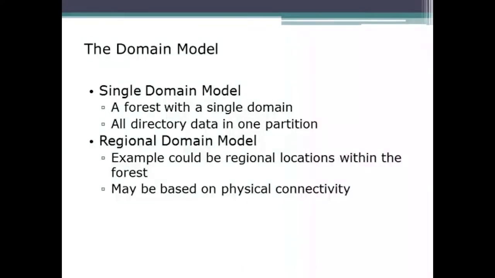Now, there are a couple of examples that you might use for the domains. Again, a single domain model is very easy. It's a forest with one domain, and all of the directory data is in that one partition. So that's it. That's all under one big roof there. Now, what that means, of course, when we talk about autonomy, you have to remember that we have domain administrators that could potentially do anything they want in the domain. We have an enterprise administrator, which in this case would be pretty much the same creature as the domain administrator because that's just one domain for all of my Active Directory.